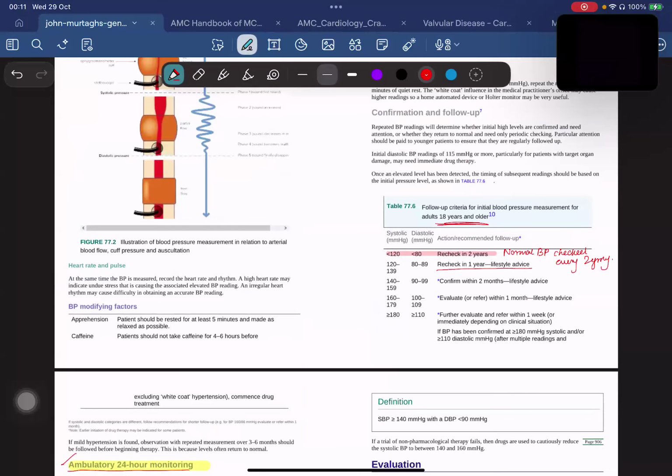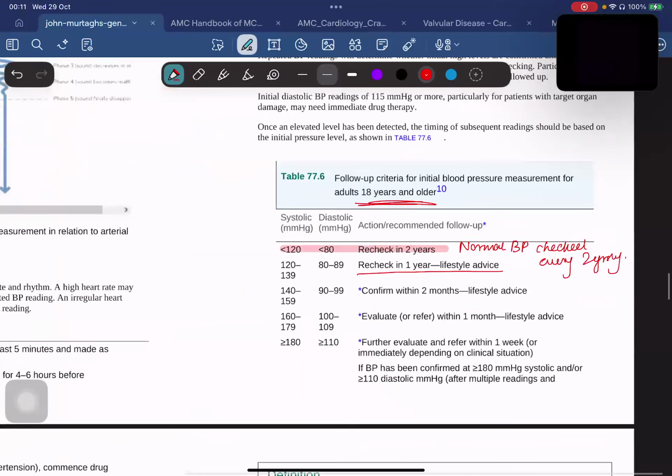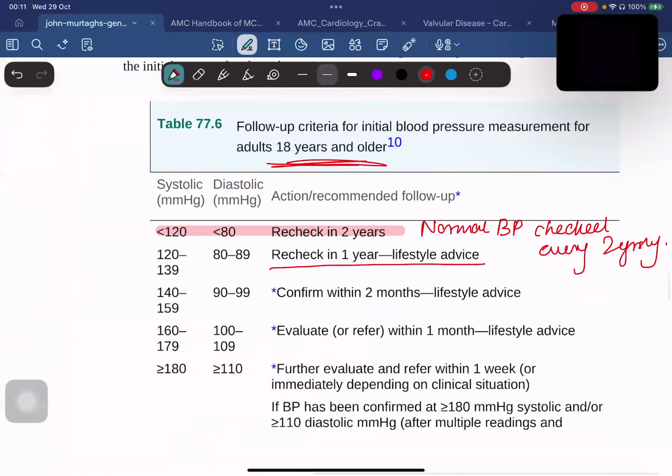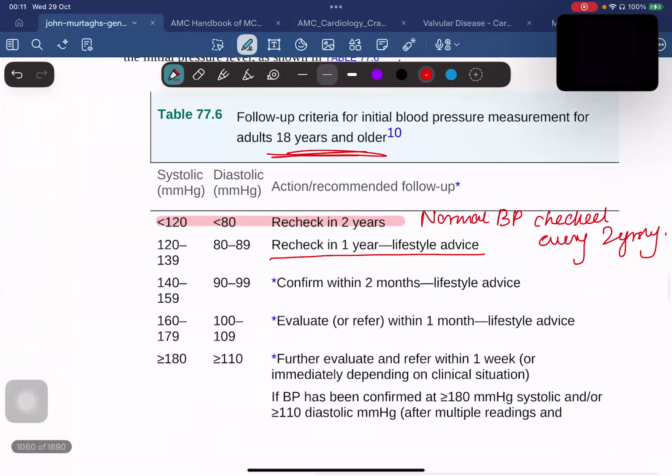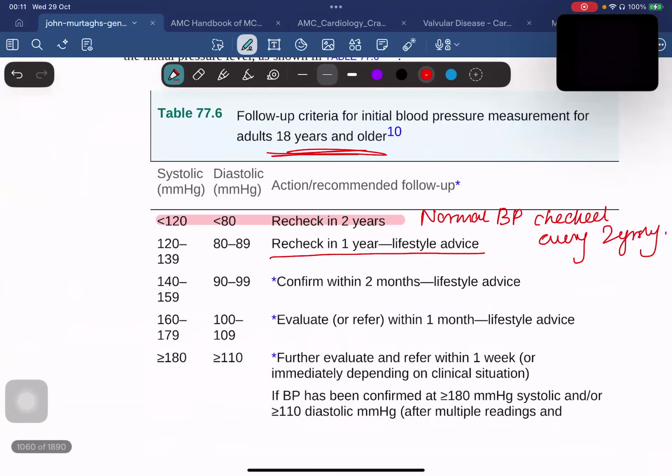So, like I said, normal BP is checked every 2 years. This is a measurement for 18 years and older.